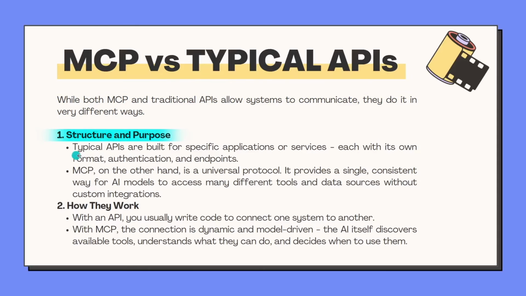The first point is structure and purpose. When we use typical APIs, they are built for specific applications or services, each with its own format, authentication, and endpoints. So with an API, we use one specific application. This is the bridge, the connection to one application. But MCP, on the other hand, is a universal protocol. It provides a single consistent way for AI models to access many different tools and data sources without custom integrations.